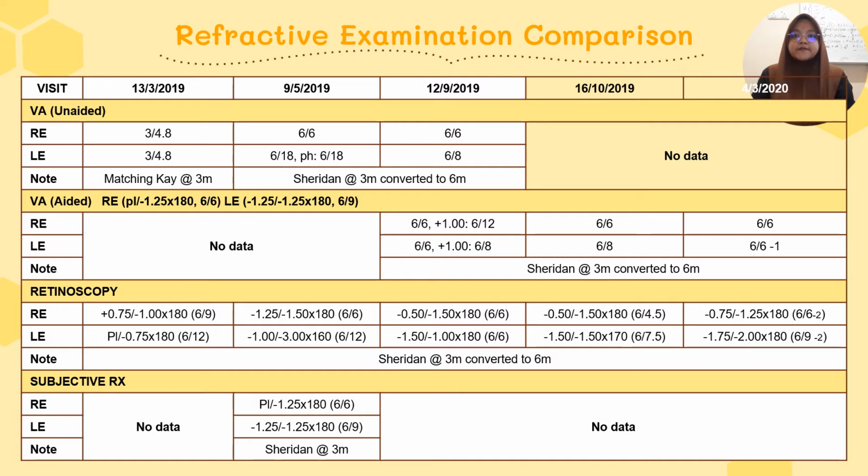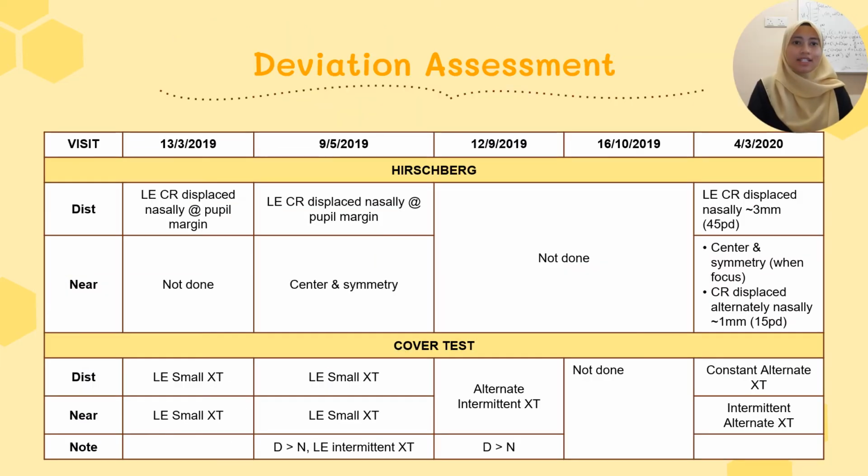For subjective refraction, the result that we get is only during the second visit. For the right eye, plano with cyl minus 1.25 axis 180, she got 6/6, and for the left eye, she got minus 1.25 with cyl minus 1.25 axis 180, she got 6/9. Since this patient came for tropia follow-up, assessment on deviation was done, which is Hirschberg and also cover test.